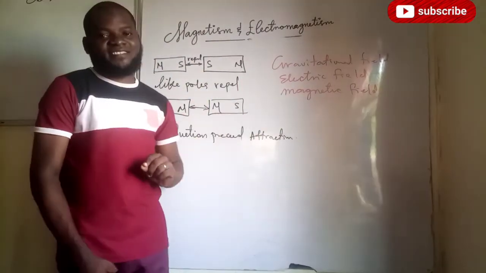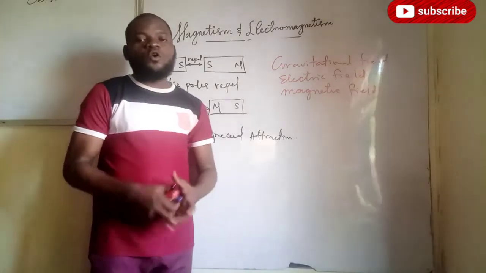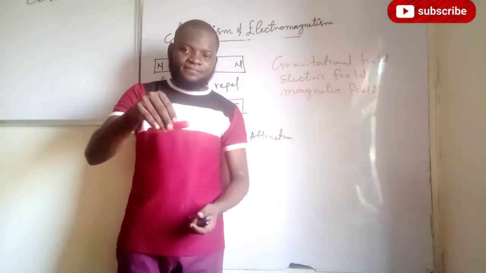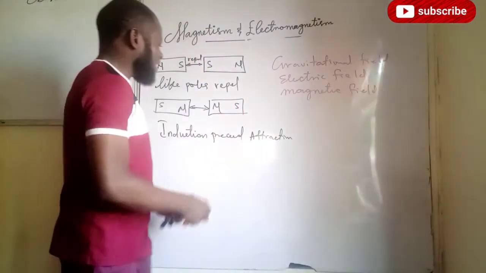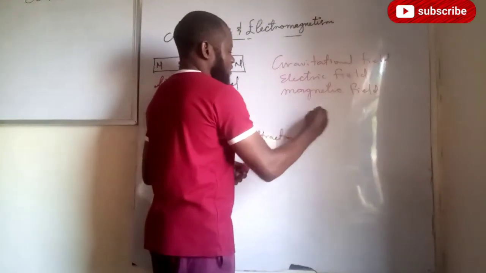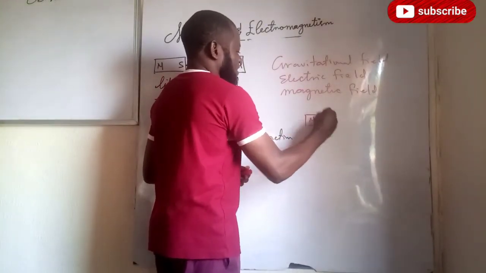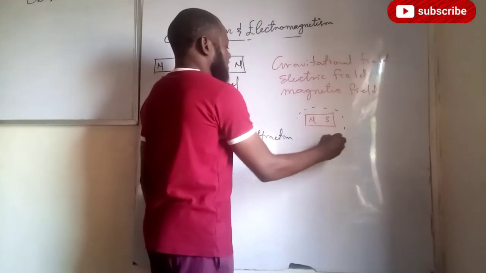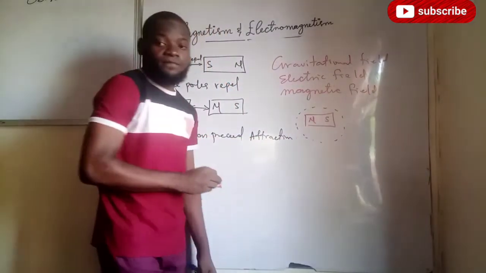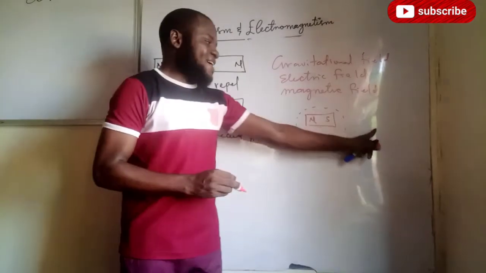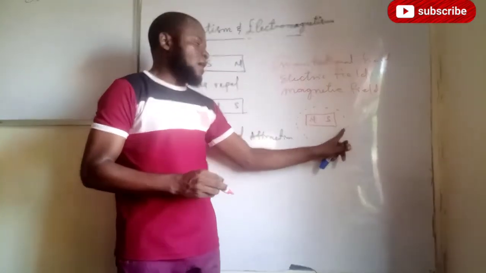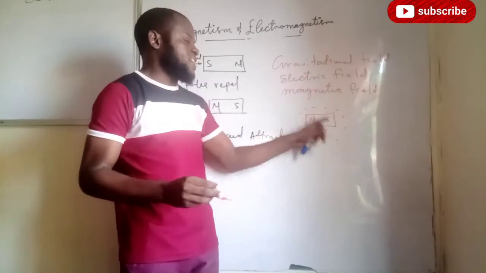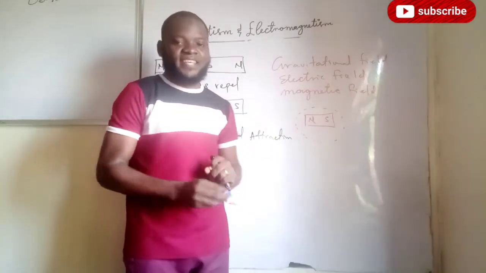Let's focus on this. Magnetic field, whenever you have a magnet, just like I have this now, this is north and this is south. This magnet has already set up a magnetic field around itself. That is, any magnetic substance that moves closer to this region is going to experience the force of attraction from the magnet.